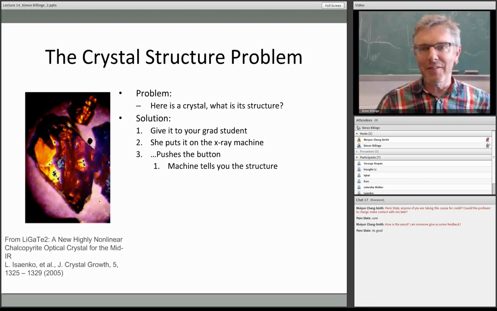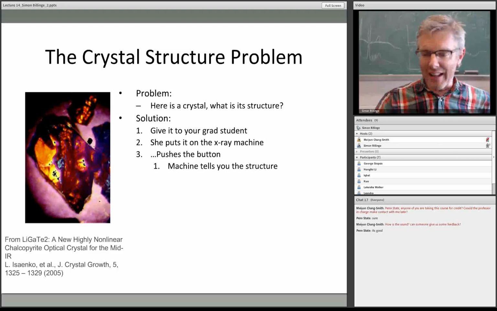So I don't know how many of you have done structure solution in the lab. It can often go like that. And the machine tells her the structure, and then she tells me the structure, and then I tell you the structure, and then we all publish a paper together and get very famous. Okay, so that's all great.